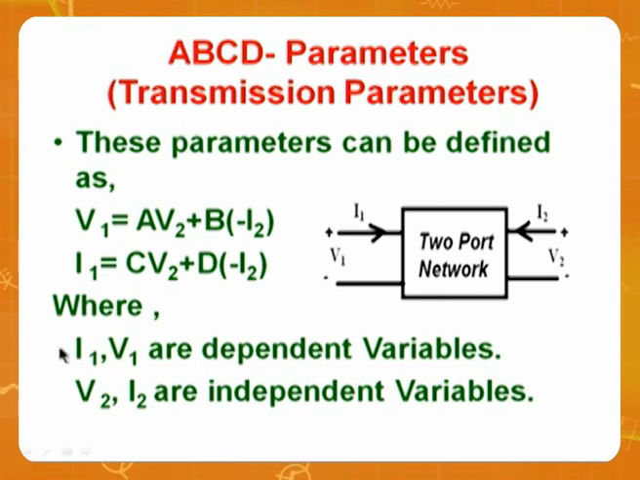The ABCD parameters are only telling one thing. We can't put them with one letter. Suppose you cannot say A11, A12, A22. That's not possible. You have to take them separately. This is the meaning of ABCD parameters, right? So this is the next parameters.